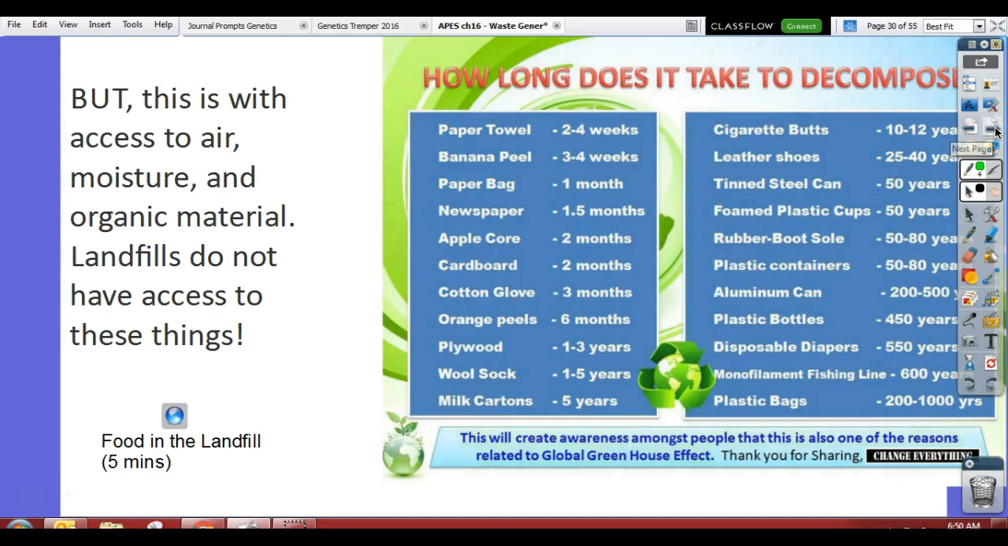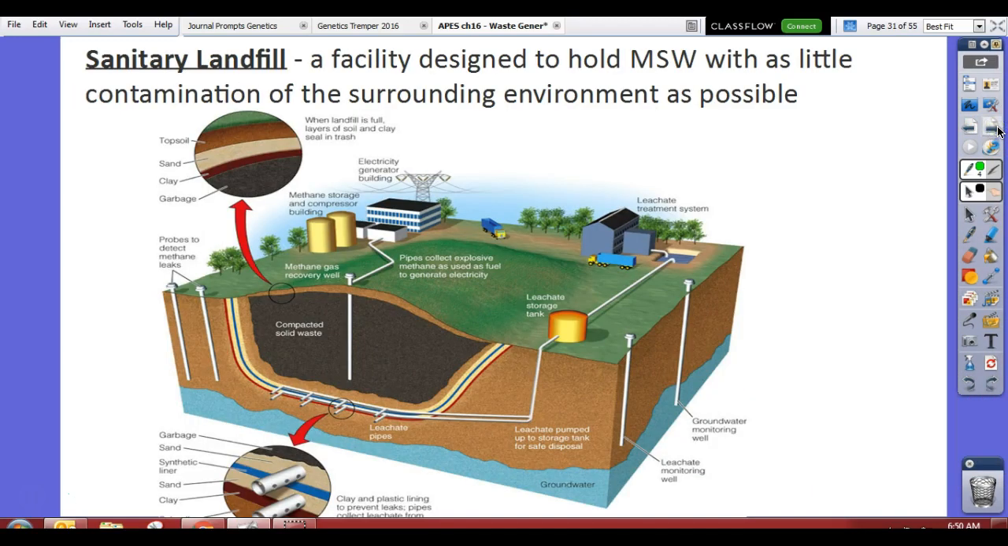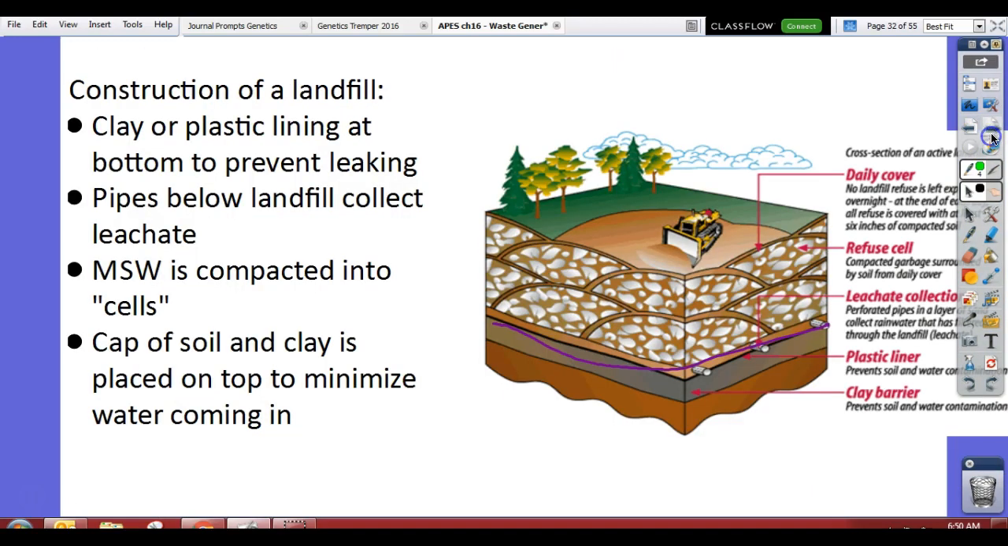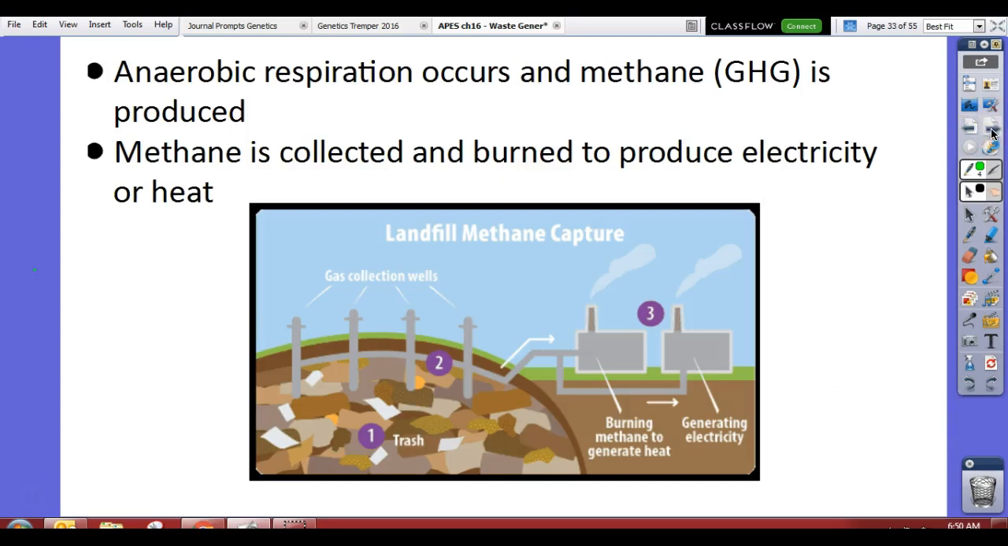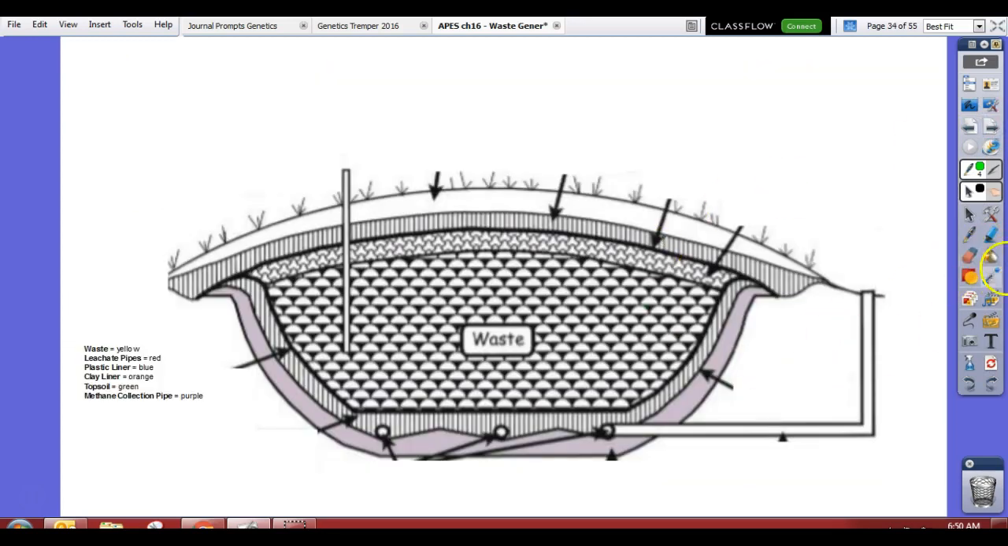In order for things to decompose in a landfill, they need air. And so a lot of our stuff does not decompose in a landfill. Here's a picture of a landfill. So we left off with this diagram, and this diagram is what we're going to color. If you don't have colors, go find some. You can do this later if you would like as well.